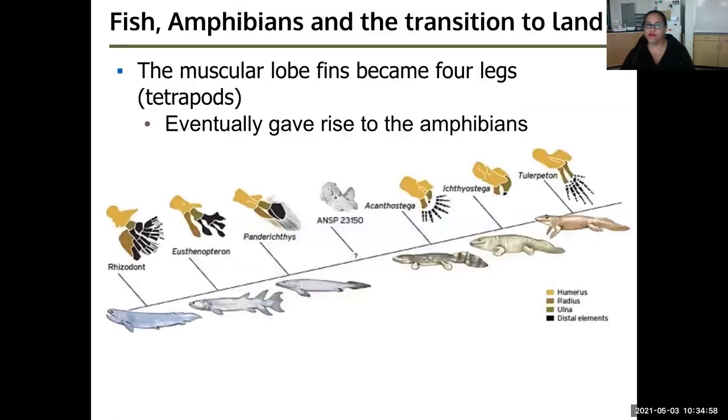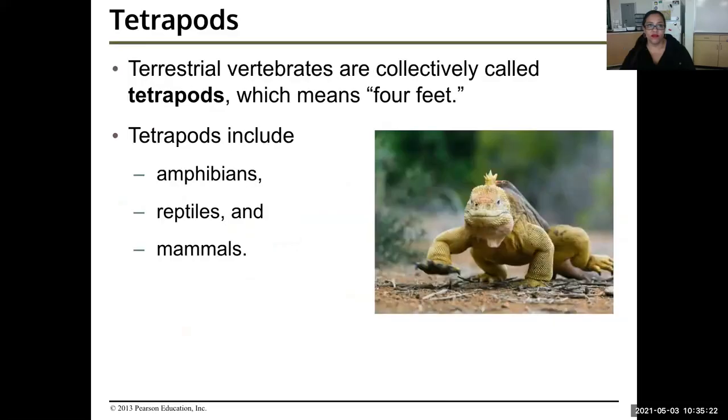The muscular lobe fins became 4 legs. Tetrapods are animals with 4 legs or 4 limbs. And that eventually gave rise to the amphibians. Amphibians were the first group of animals that evolved to live outside of the water. Tetrapods, terrestrial vertebrates, are collectively called tetrapods, which mean 4 feet. Tetra is 4, pod is feet. They include amphibians, reptiles, and mammals.